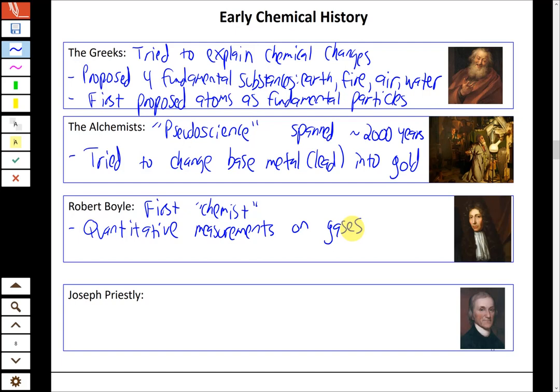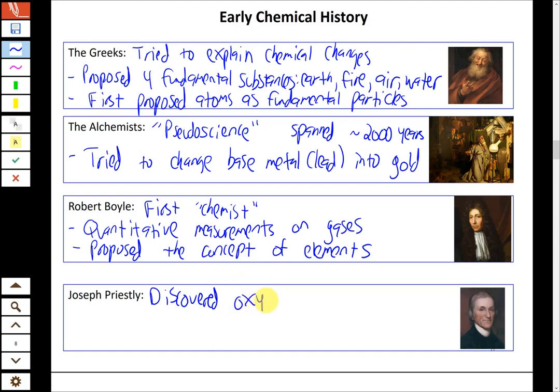detailed level. And he was also one of the first to propose the concept of elements, the idea that there are some fundamental substances that cannot be broken down further, which we now know of as elements. So he's credited as being the first chemist. And another very important early figure is Joseph Priestley. So he's credited with the discovery of oxygen. And he's really the first person to do careful studies of chemical reactions.